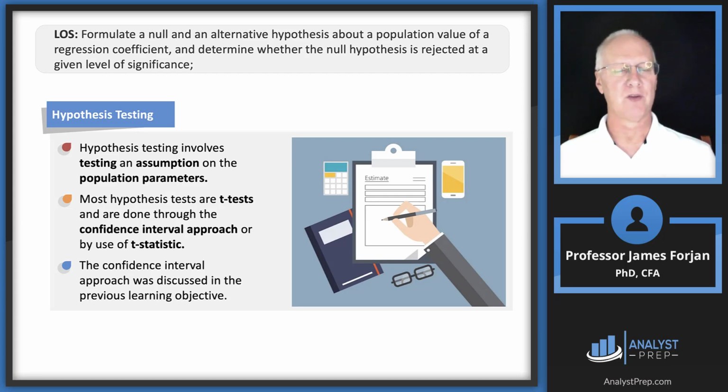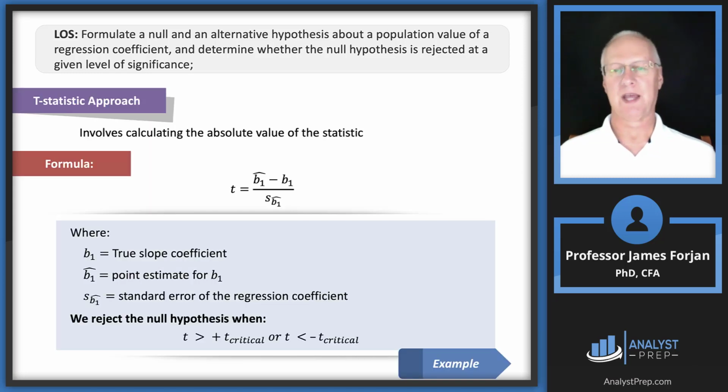Hypothesis testing involves testing an assumption on the population parameter. So what we're going to do is take a look at these t-tests and look at maybe sometimes the intercept term, but that's not too terribly important, to see if that's statistically significant. But the slope coefficient is going to be super important. And then we're going to go ahead and compute a confidence interval using that same t statistic.